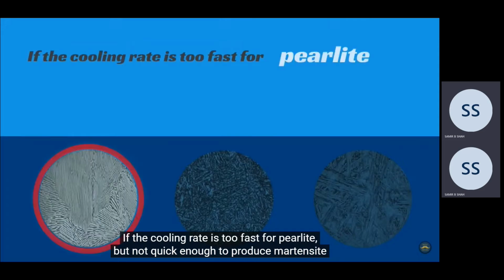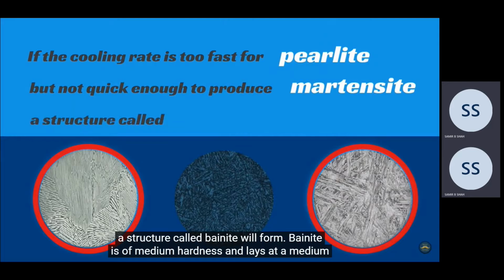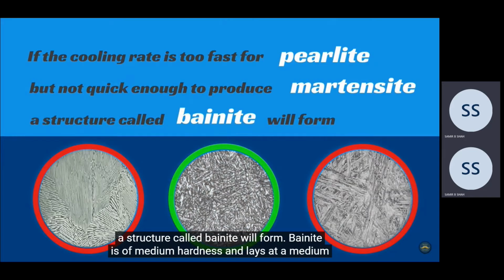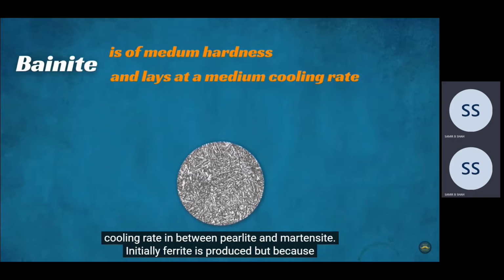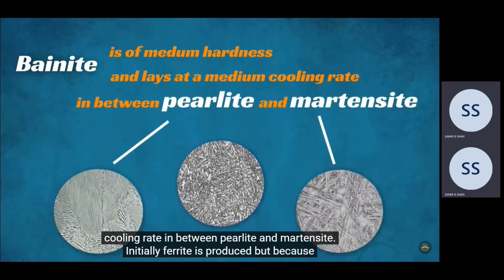If the cooling rate is too fast for pearlite, but not quick enough to produce martensite, a structure called bainite will form. Bainite is of medium hardness and lies at a medium cooling rate in between pearlite and martensite.